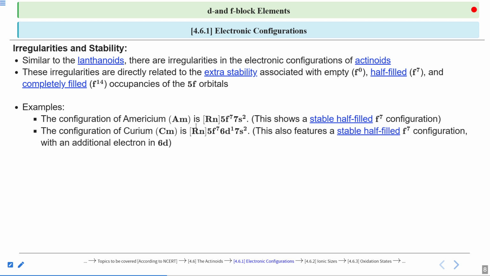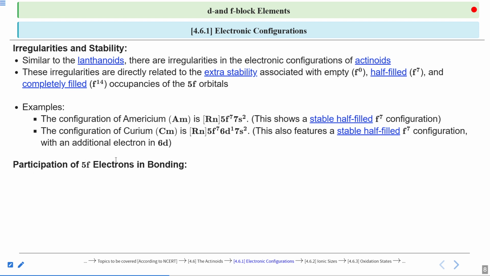The configuration of curium is Rn 5f7 6d1 7s2, right? This also features a stable half filled, that is f7, configuration, with an additional electron in the 6d. Other than the 7s2, which is going to be present in every element, there is a 6d1 electron, and the 5f7 half filled stable configuration is present in the configuration for curium.